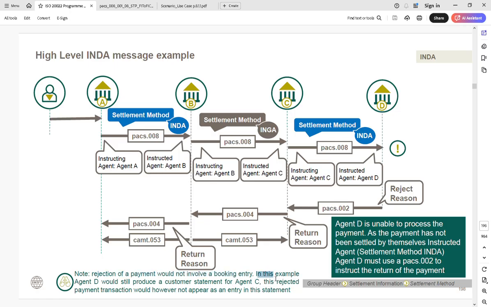So the payment is rejected. In this example, agent D will still produce a customer statement for agent C. This rejected payment transaction would however not appear as an entry in the statement. If you are sending CAMT 53 here, this statement will not contain this entry from C to D, because here the payment has been rejected by D with PACS002 messages. PACS002 is your status message. So it is rejected by bank D, and it is called a rejected payment. That is your 4 bank example of INDA and INGA.